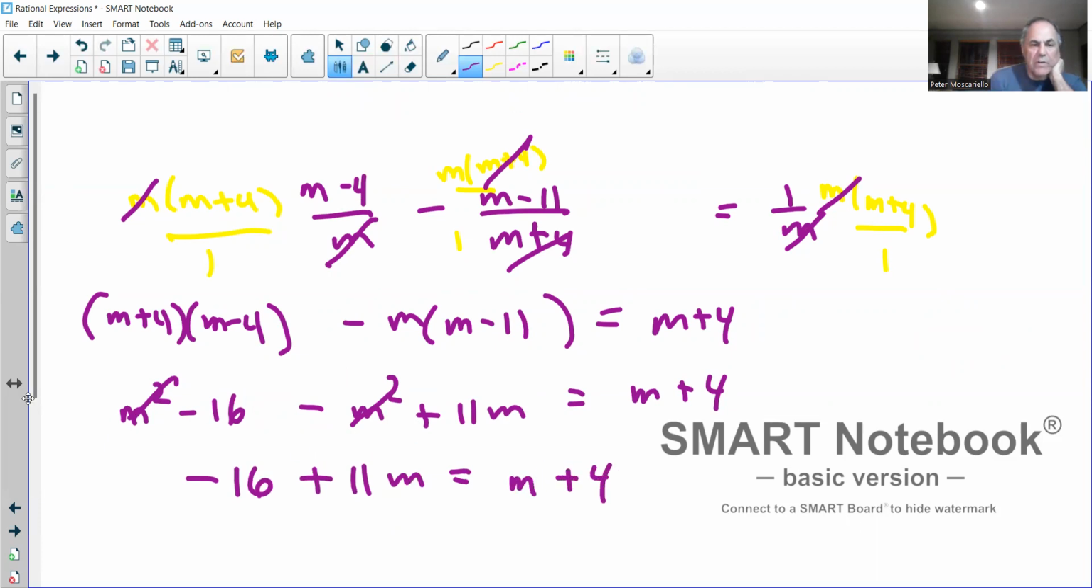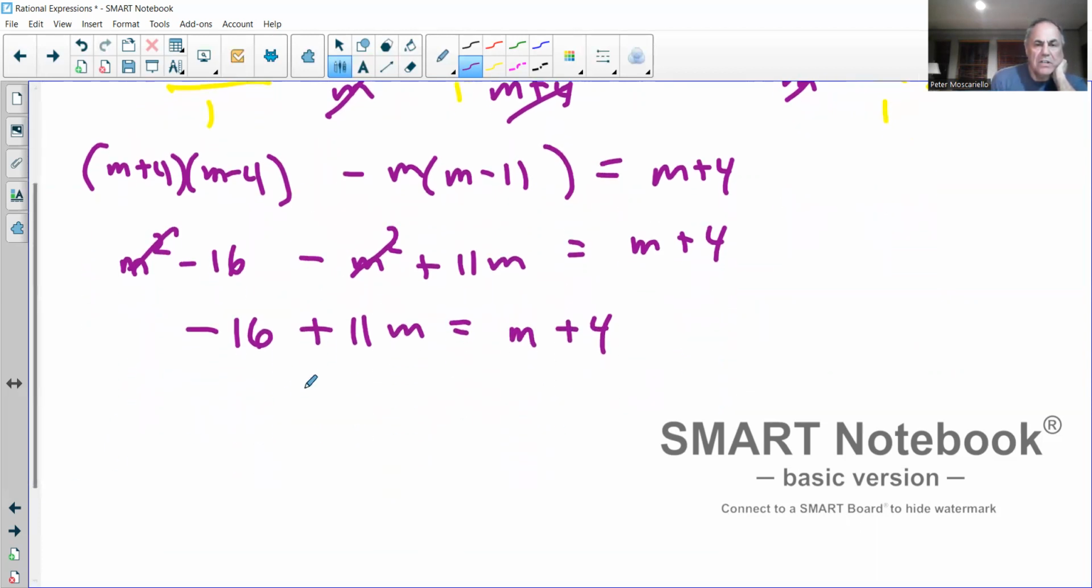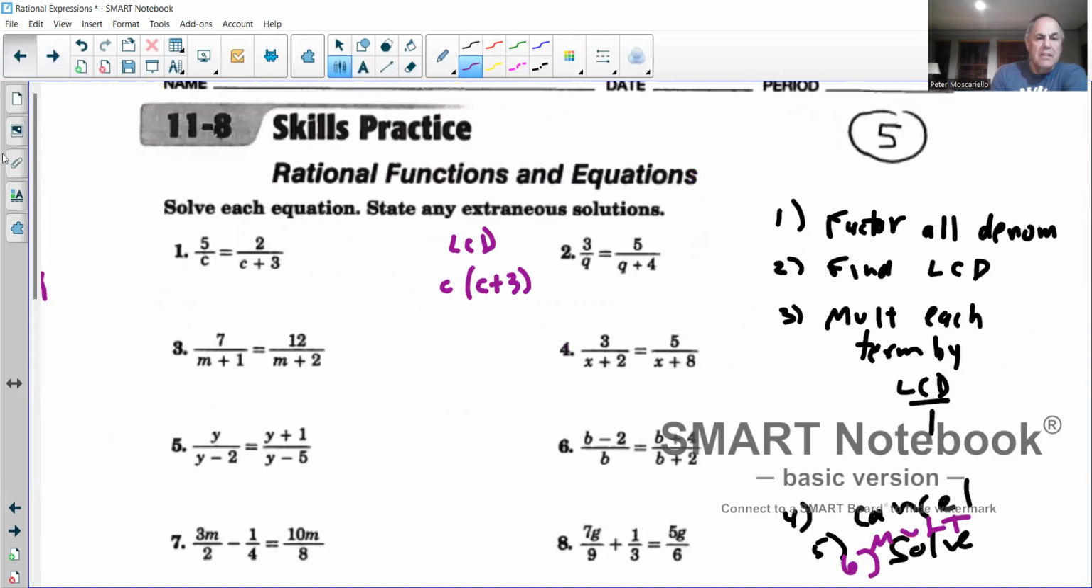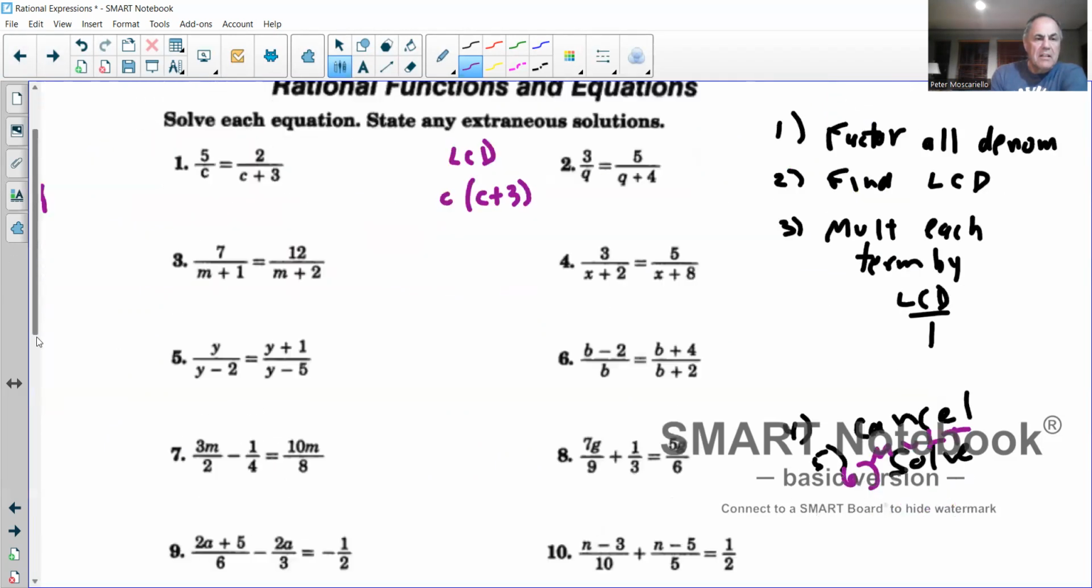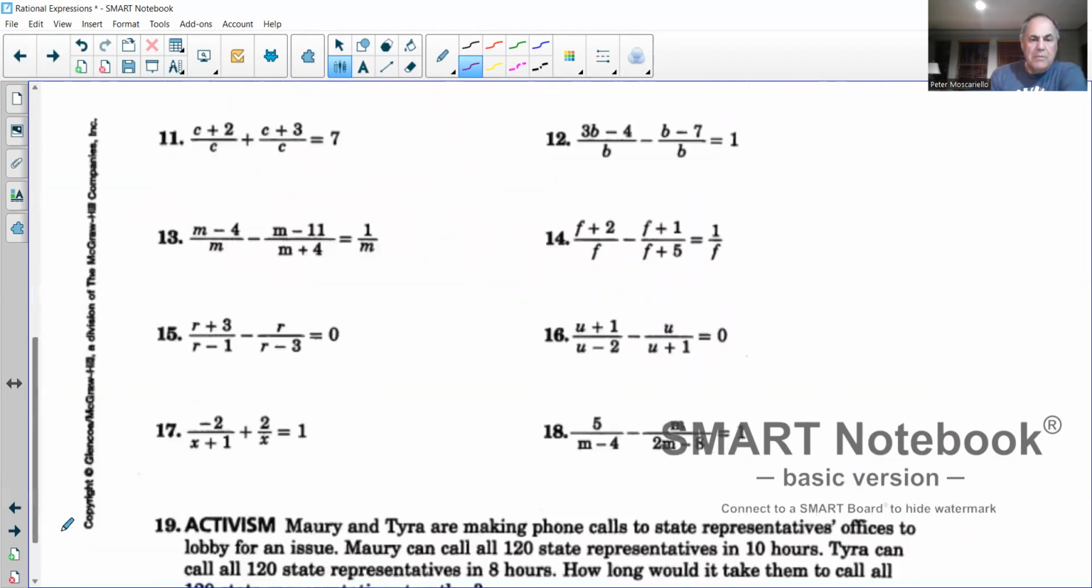Once again, the quadratics are gone, so you just solve that. I don't know what you get. How about m equals negative 2? Maybe positive 2. Let's go with positive 2. Yep, m equals positive 2. Great. Okay. I think that pretty much covers the idea.